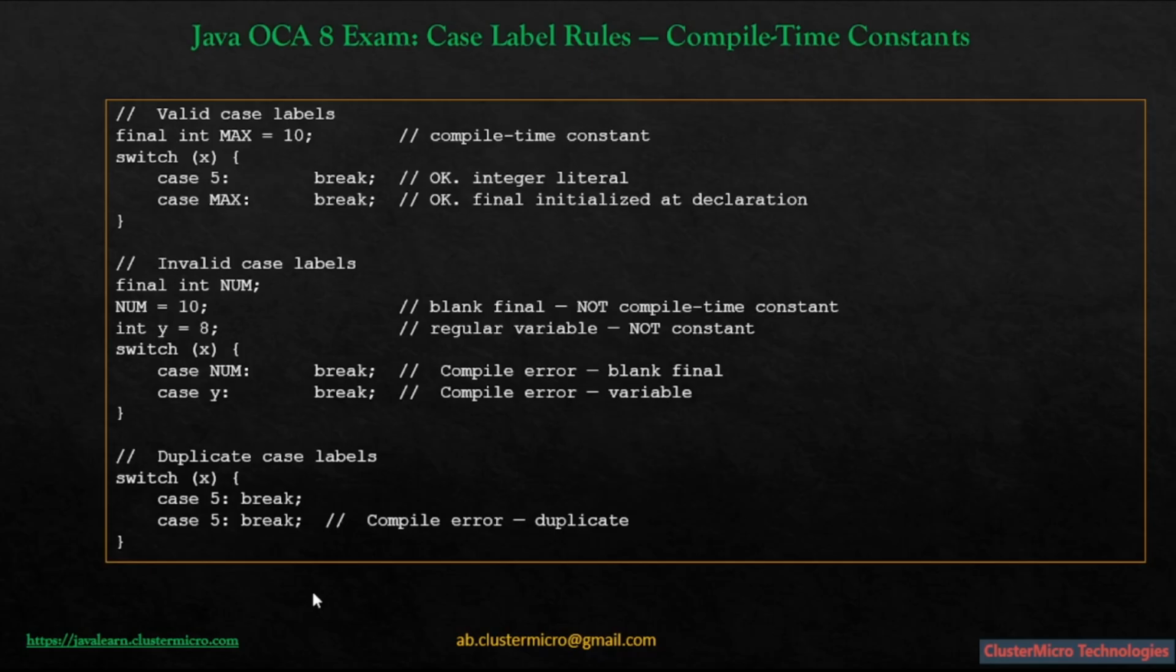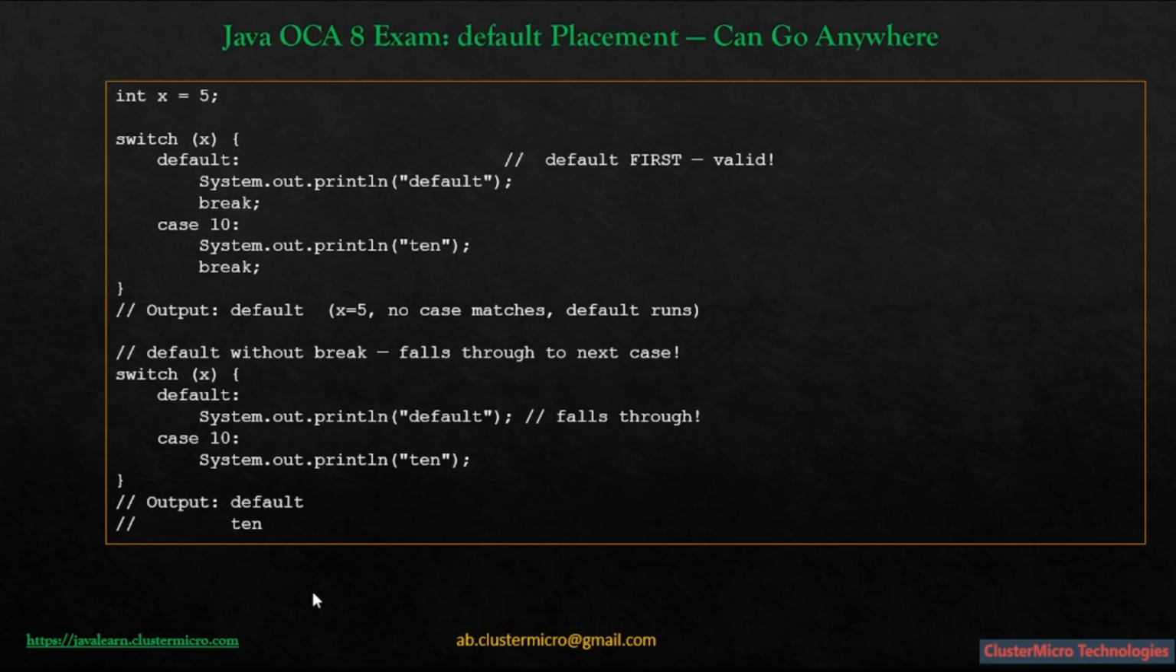Default placement: default can go anywhere. Many developers assume that the default case must appear at the end of a switch statement, but this is not required. According to the Java specification, the default block can be placed anywhere in the switch: at the beginning, in the middle, or at the end. The key execution rule is that the default case runs only when none of the other case labels match the switch expression. If a matching case appears earlier in the switch, Java begins executing from that case and continues normally according to switch flow. The program will only execute the default block as a fallback when no other case matches the value.